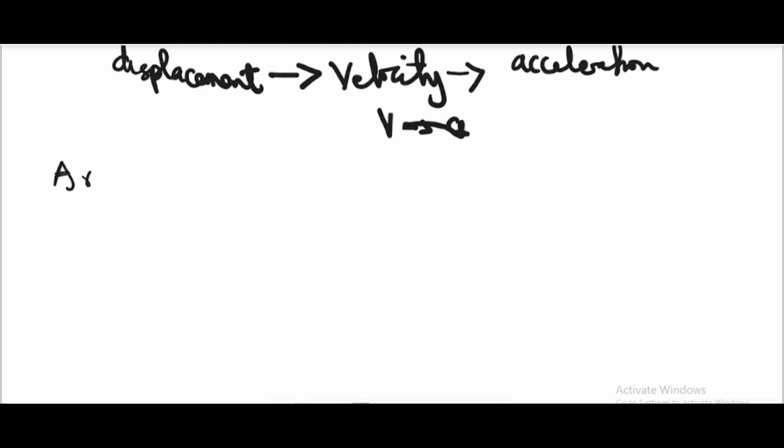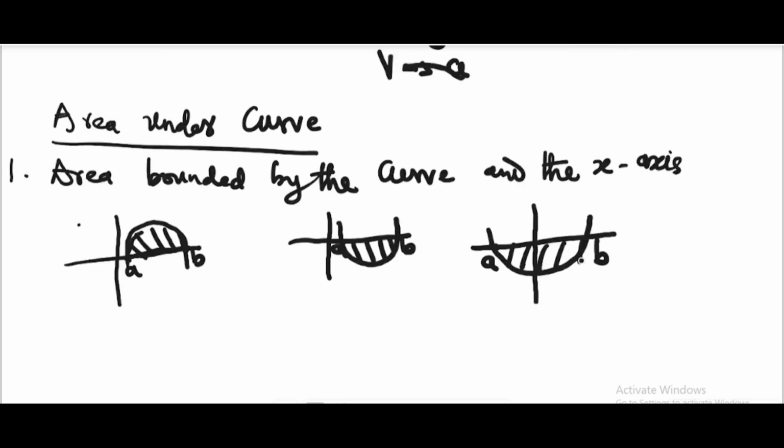Area under curve. For O level, let me just categorize this area under curve into two. The first one is area bounded by the curve and the x-axis. In this case, you will discover that it is above the x-axis, right? So what do we do? We simply integrate, with limits from a to b, f of x with respect to x, as simple as ABC.